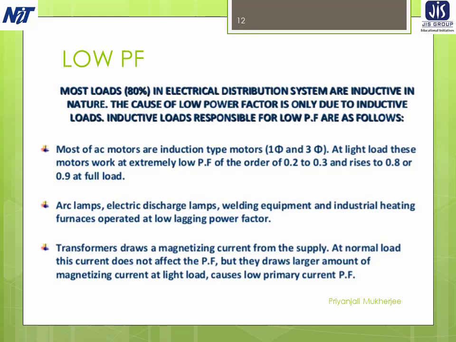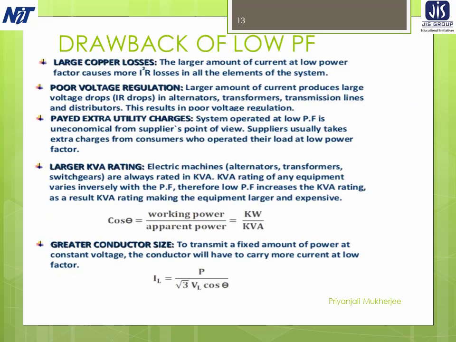Similarly, the transformer draws a magnetizing current from the supply. At normal load, this current does not affect the power factor. But if the transformer draws a larger amount of magnetizing current at light load, then it causes a low primary current power factor. So inductive loads are responsible for the low power factor, and in the industry 80% of the loads are inductive in nature. So what is the drawback of low power factor?